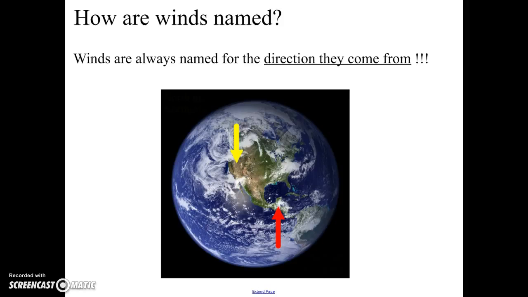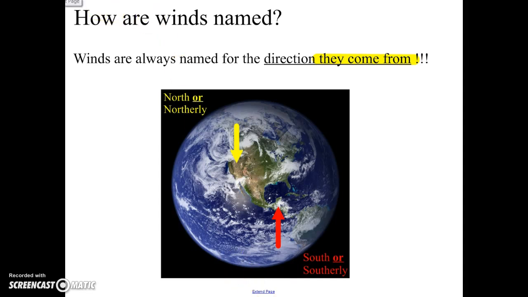Now, the last piece that I want to briefly talk about is how winds are named, because we're going to be giving names to the wind. The key with this is that winds are always named for the direction they come from. It's all about where the wind is coming from. So let's say this yellow arrow represents wind. It's coming from the north. It's blowing towards the south. Because it's coming from the north, we would call it a north wind or a northerly wind. As opposed to the red arrow, which is blowing towards the north, but it's coming from the south. So that would be a south wind or a southerly wind.